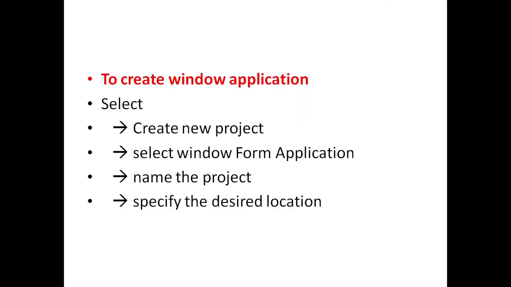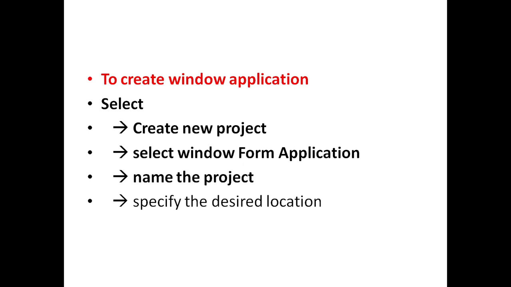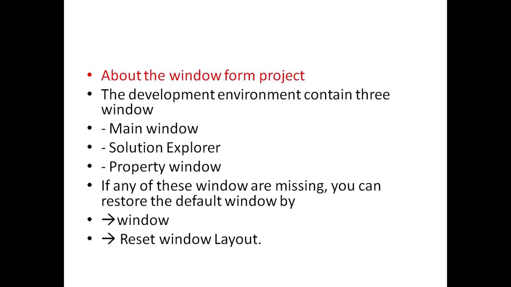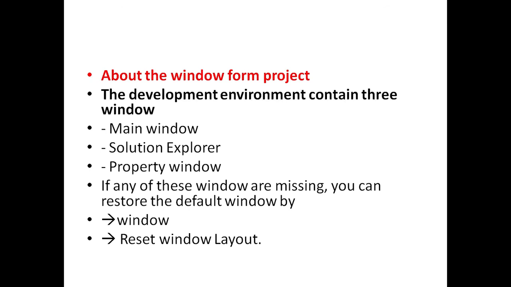To create a Windows application, open Visual Studio and from it select a new project, select Windows Form application, name the project and specify the desired location, that is where you want to save the project. Now we'll see about the Windows Form project.